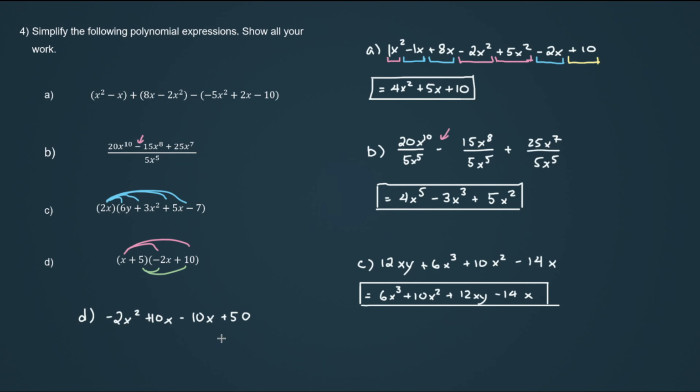Okay? Now in this case, this 10x and minus 10x are like terms. And 10 minus 10 is 0, right? So this is just going to come out to 0x, and 0 times x is just 0. So we could just cross these out. They cancel each other out. My final answer is minus 2x squared plus 50. And that is my answer for 4D.